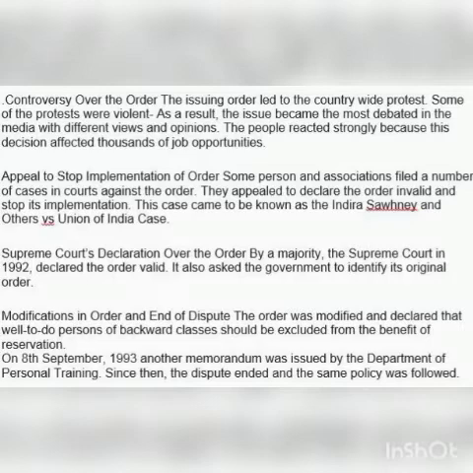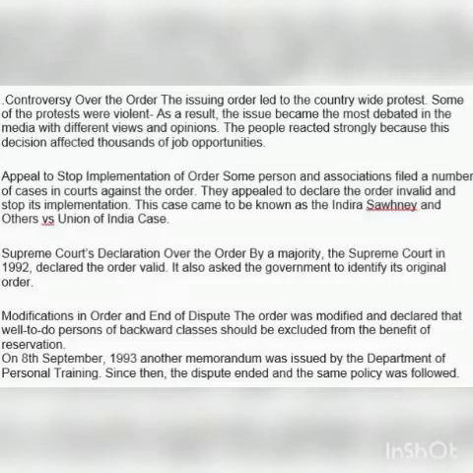Appeal to stop implementation of the order. Some persons and associations filed a number of cases in courts against the order. They appealed to declare the order invalid and stop its implementation. The case came to be known as the Indira Sawhney and others versus Union of India case. Supreme Court's declaration over the order by majority. The Supreme Court in 1992 declared the order valid. It also asked the government to modify its original order.